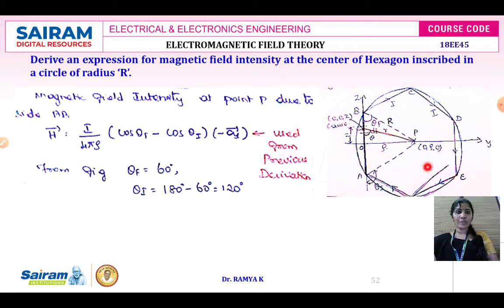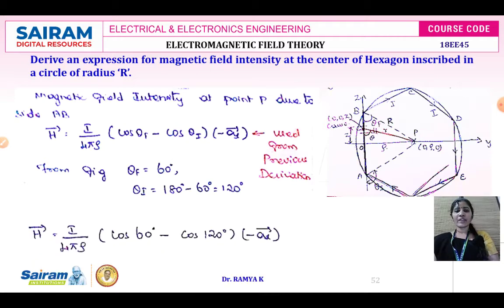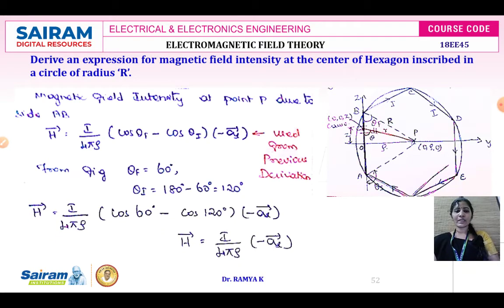Now from this particular figure, if you consider theta f to be 60 degrees, whereas theta i is 180 minus 60, and substituting over here, we can identify the value of the magnetic field intensity on one side to be H is equal to I divided by 4 pi rho into minus ax vector. This is the magnetic field intensity for a hexagon on one side.